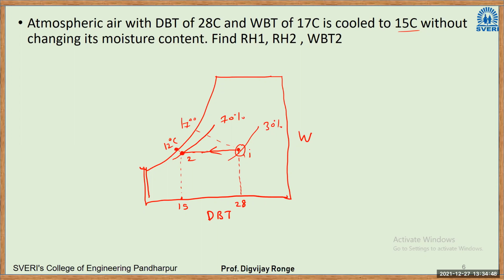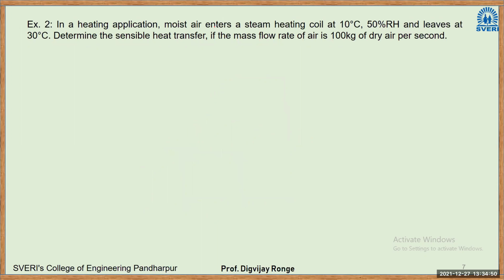Okay. Now example number 2, in a heating application, moist air enters a steam heating coil at 10 degrees Celsius. That means entering temperature is 10 degrees Celsius, 50% RH, and leaves at 30 degrees Celsius. Determine the sensible heat transfer if the mass flow rate of air is 100 kg of dry air per second.